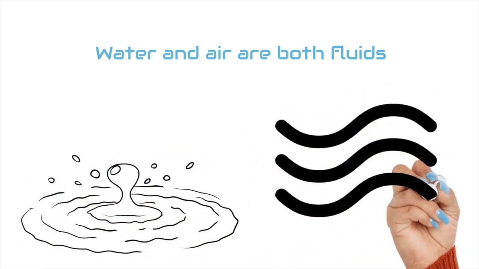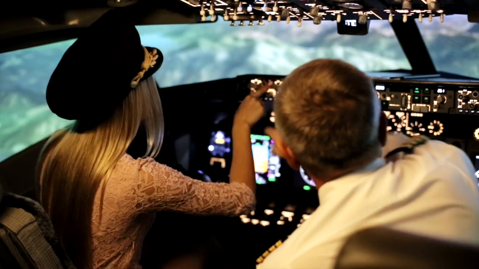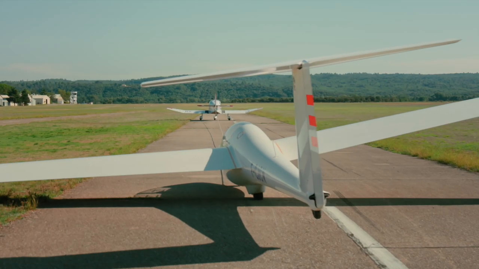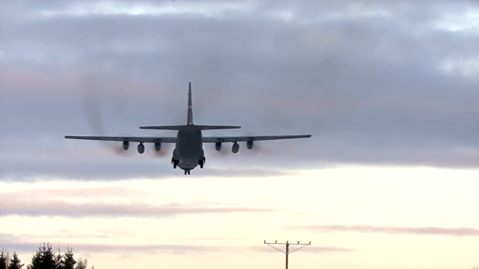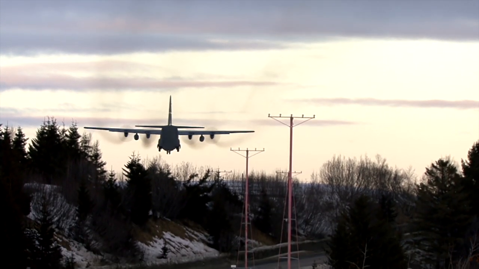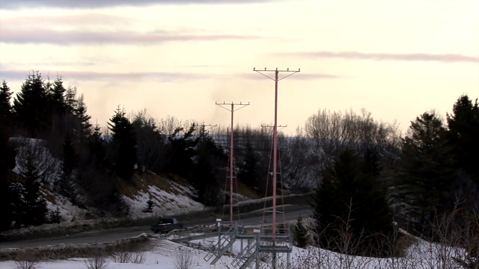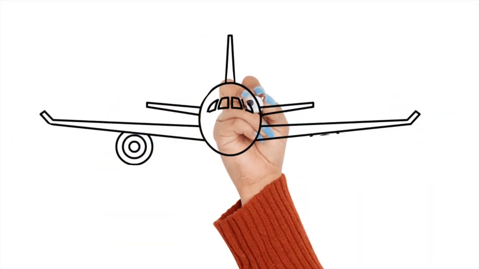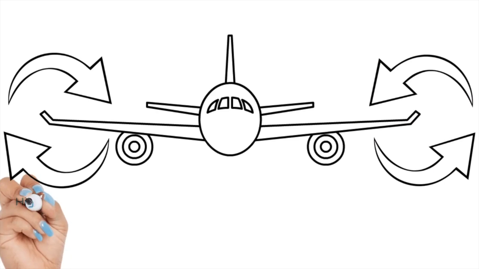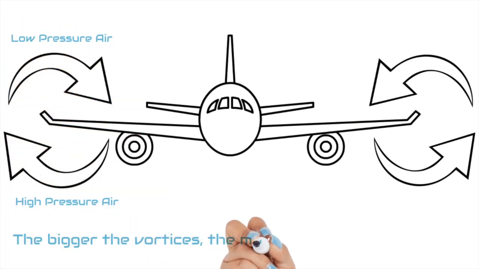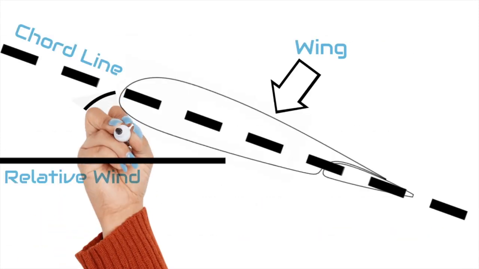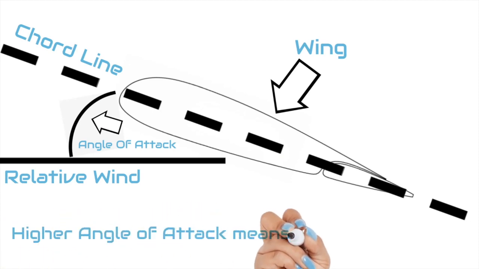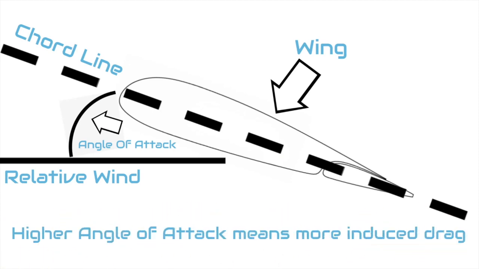It is important for student pilots to be aware of wingtip vortices and maintain appropriate separation when following or crossing the flight path of larger aircraft to avoid encountering the turbulence caused by these vortices. The bigger your wingtip vortices are, the more induced drag you have. The size and strength of these vortices depend on the angle of attack of an aircraft's wing. So if you have a higher angle of attack, you'll have bigger and stronger vortices, which means more induced drag.